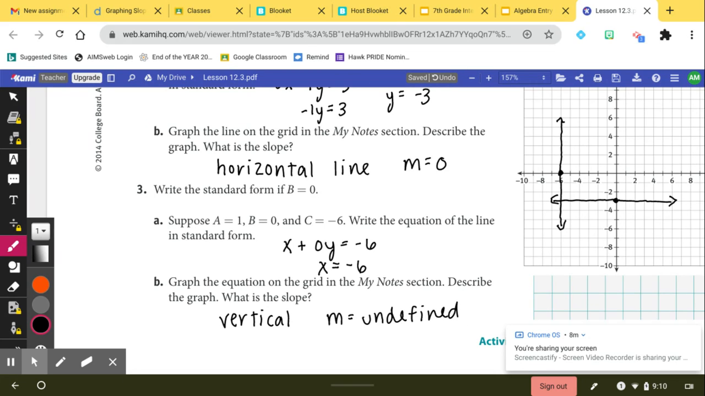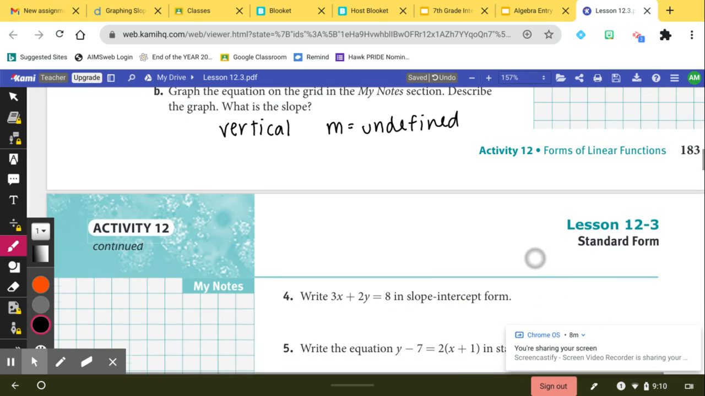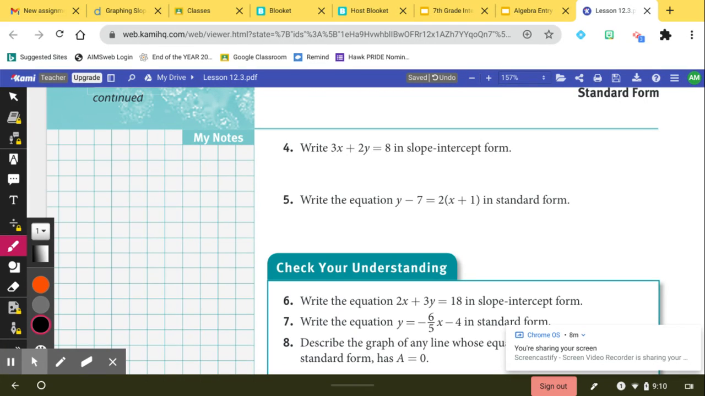So if a is 0, we're going to be dealing with a horizontal line. If b is 0, we're going to be dealing with a vertical line. Going to the next page, it says write 3x plus 2y equals 8 in slope-intercept form. So again, I'm going to want to move the x term to the other side by subtracting 3x. Subtract 3x, so we get 2y is equal to negative 3x plus 8. I need y to be on its own, so I'm going to divide everything by 2.